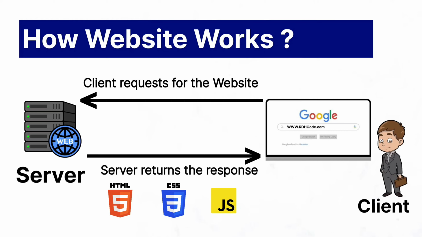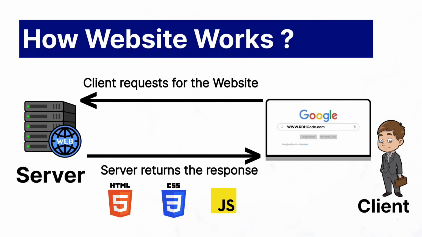The client sends a request to the server, and the server does processing using any of these programming languages or backends. It prepares the frontend to send to the client. So the backend prepared these three things: HTML, CSS and JavaScript, and it sends these things to its client who requested the website. So I hope you understand how this website works.